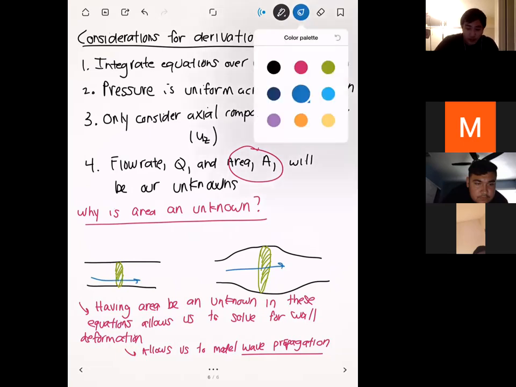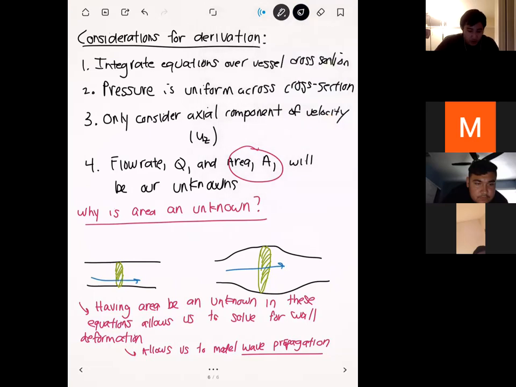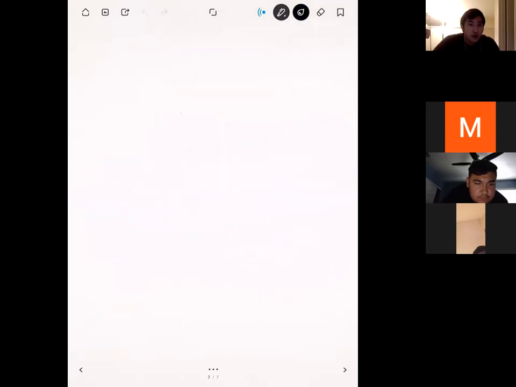Mm-hmm. All right. And so let's go ahead and start jumping back into the derivation. Okay. And so the next step, now that we've written down our Navier-Stokes equations and we've eliminated some of the terms, is we need to apply some boundary conditions on Navier-Stokes.